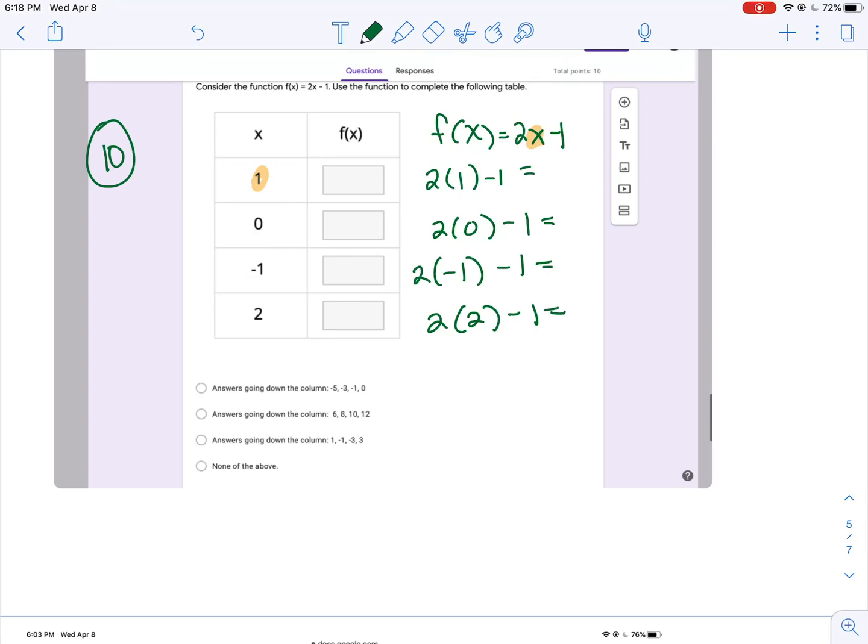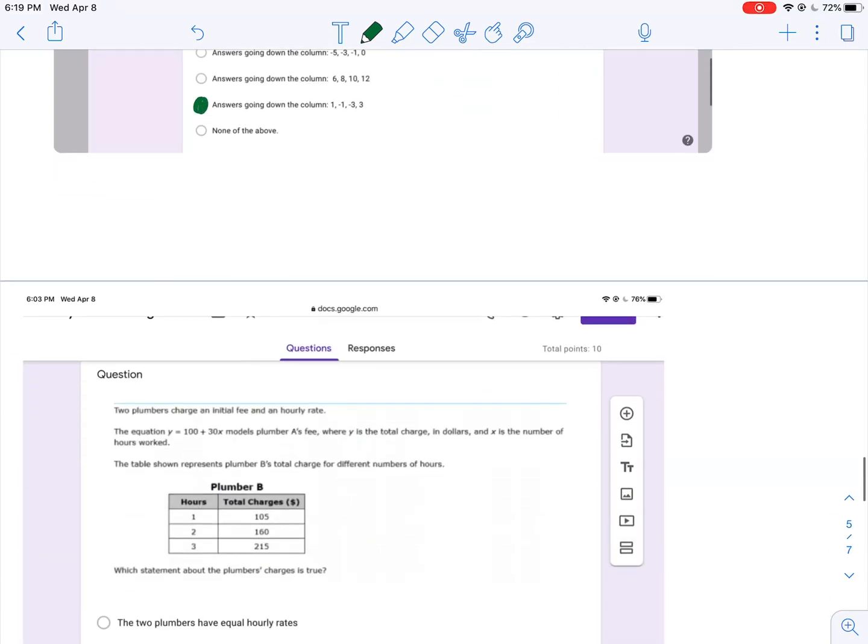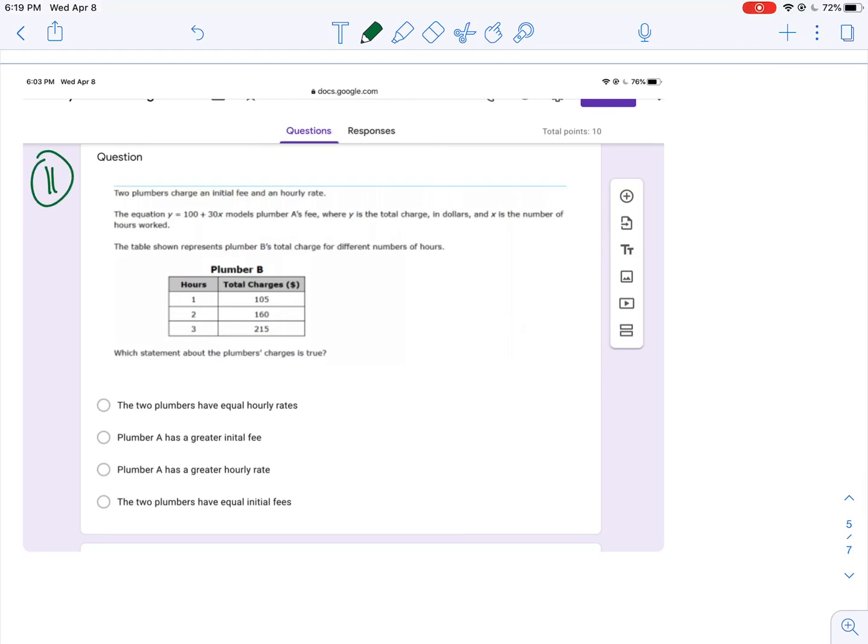You can go ahead and type those into your calculator, and you'll get 2 times 1 is 2, minus 1 is 1. 2 times 0 is 0, minus 1 is negative 1. 2 times negative 1 is negative 2, minus 1 is negative 3. And 2 times 2 is 4, minus 1 is 3. So we've got the answers of 1, negative 1, negative 3, 3, which if you look here, that's going to be the third answer. All right, number 11.